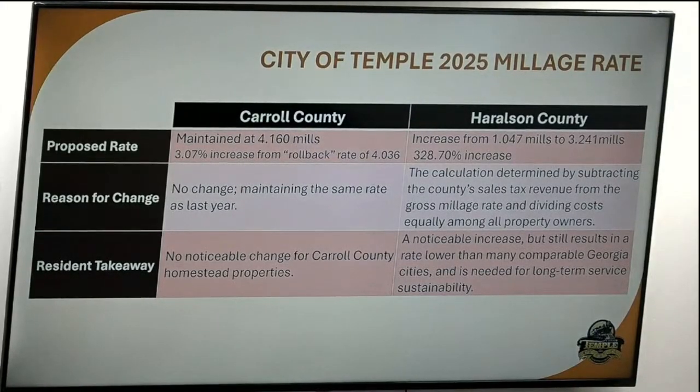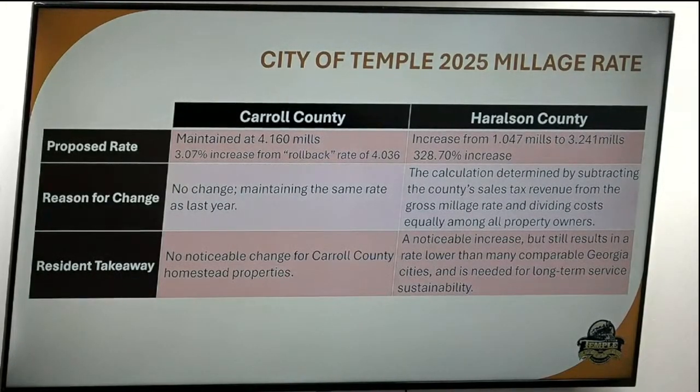So once again, our proposed rate for Carroll County is to maintain at 4.16 mills. That's a 3.07% increase from the rollback rate of 4.036. We are proposing not to change the millage rate from the prior year, and just based on the city's needs, maintain the same rate as the previous year. Residents should not see a noticeable change in their property tax bills for homesteaded properties.